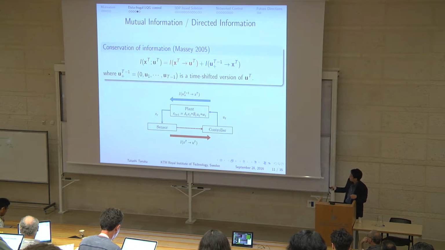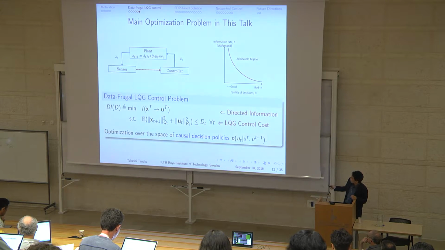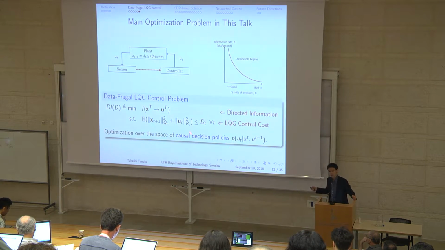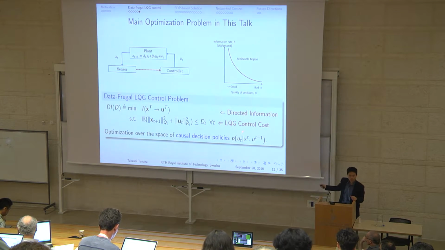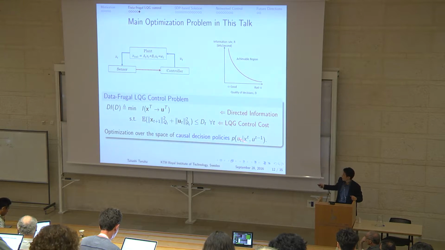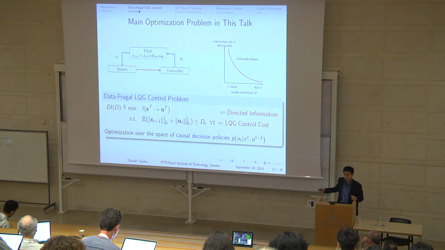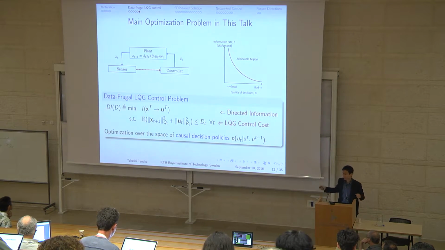Right? So this brings us to the problem formulation that I presented in the beginning. Again, we are trying to optimize over this space of conditional probability distributions and minimize the directed information. So this is an infinite dimensional optimization problem because we have to optimize over the entire space of probability distributions.